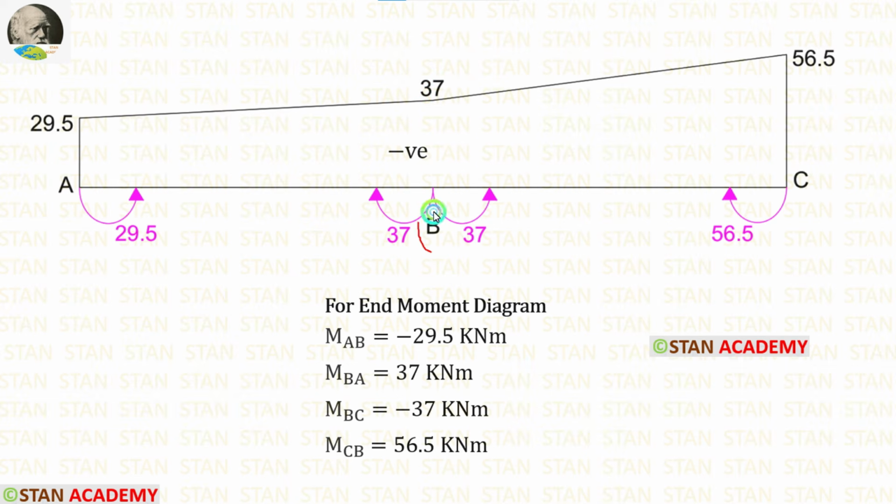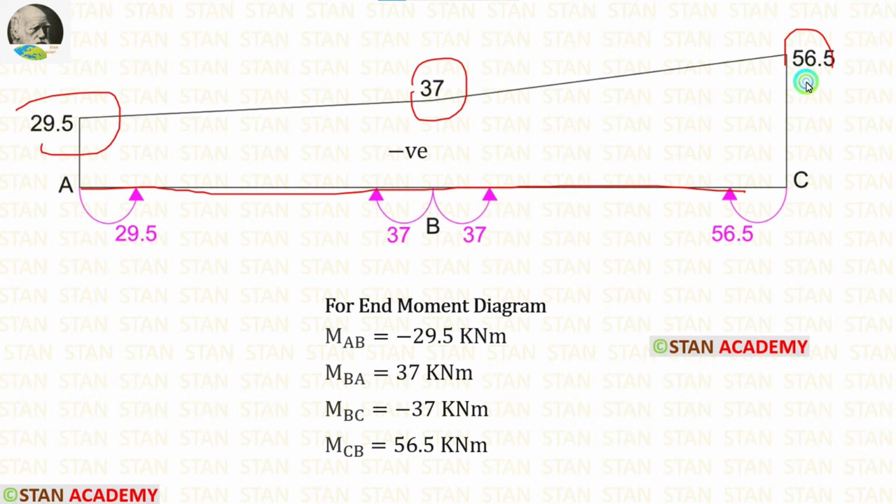Even though in the joint B we are having two moments, we have to make only one point because both of these arrows are indicating upwards. That means we will have only one point. End moment diagram will be negative if it comes above this line. It will be positive if it comes below this line. Right now all of the points are coming above the line, so it is negative.